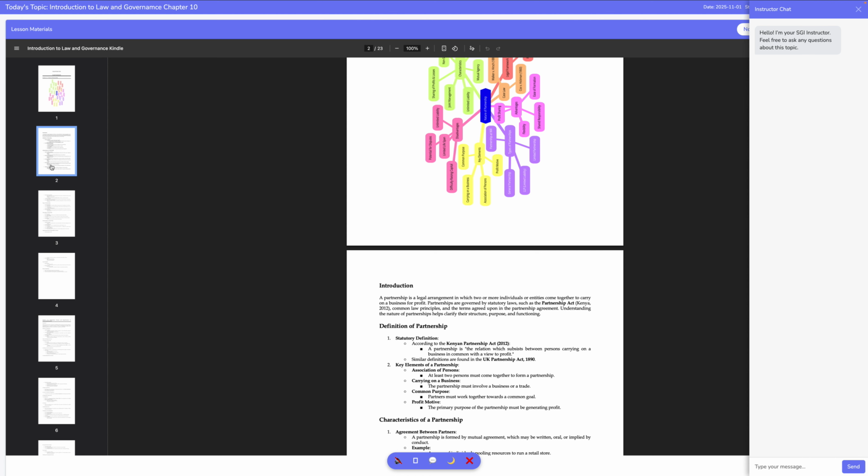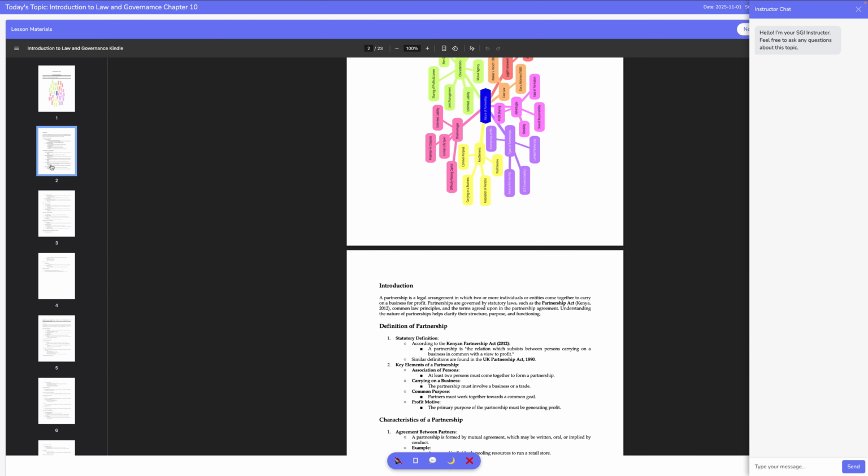First, there must be an association of persons, meaning at least two individuals or entities must unite for a partnership to exist. This is not merely a gathering, it is an intentional coming together for a common business purpose. Second, the group must be carrying on a business, whether that involves trading goods, providing services, or engaging in any commercial activity. Third, there is a clear common purpose, with all partners working towards shared goals.